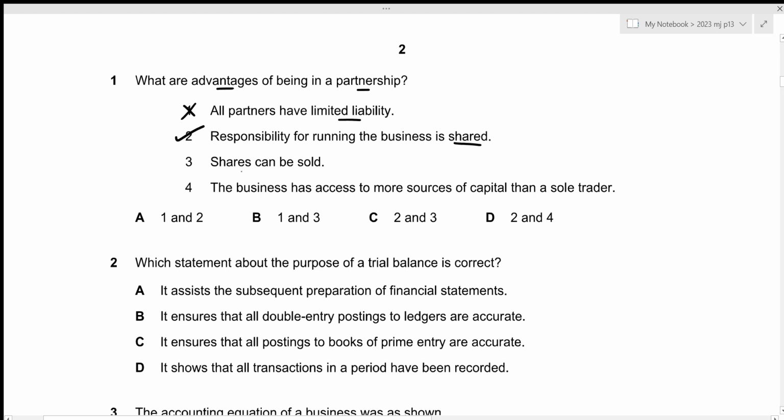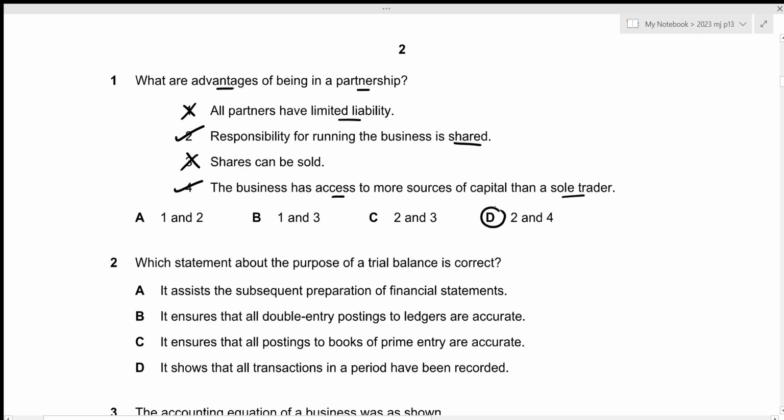The third one is shares can be sold. This is incorrect because there are no shares in a partnership. Then the fourth one is the business has access to more sources of capital than a sole trader. Again, this is correct because as a sole trader, you'll be a single person investing in that company. Whereas if you form a partnership, then it means that different partners will come together in order to run the partnership. So there will be multiple sources of capital. So the correct answers are 2 and 4, which is given in option D.